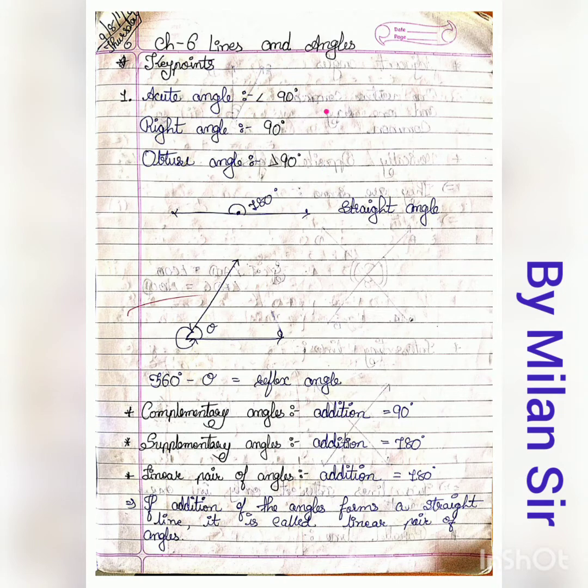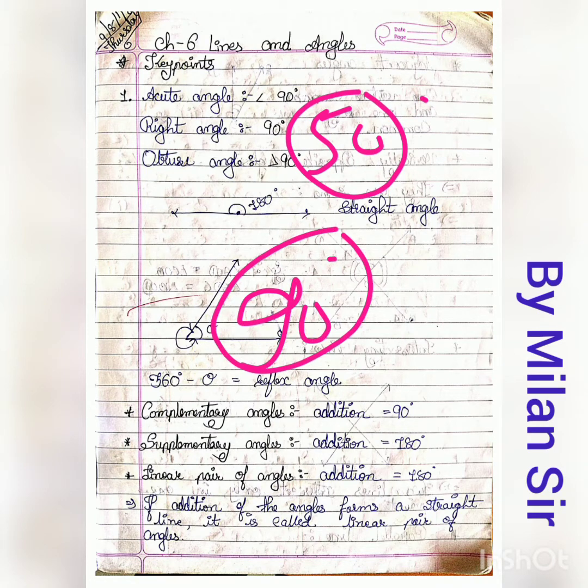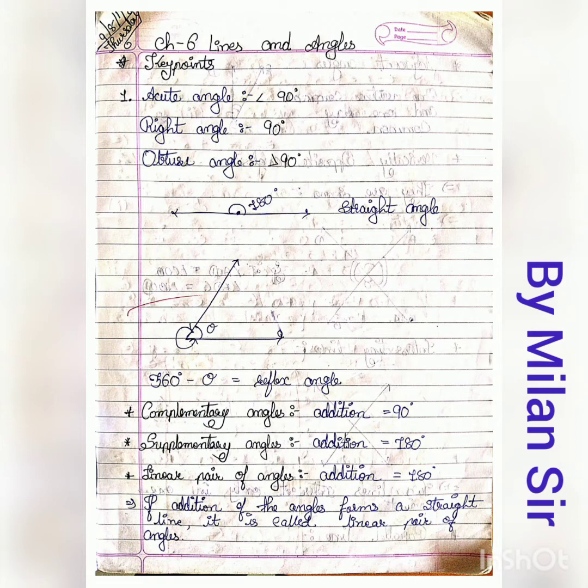If we talk about 50, then which is less than 90, so acute angle. 90, it is right angle, and if we talk about 110, then it is obtuse angle, more than 90.